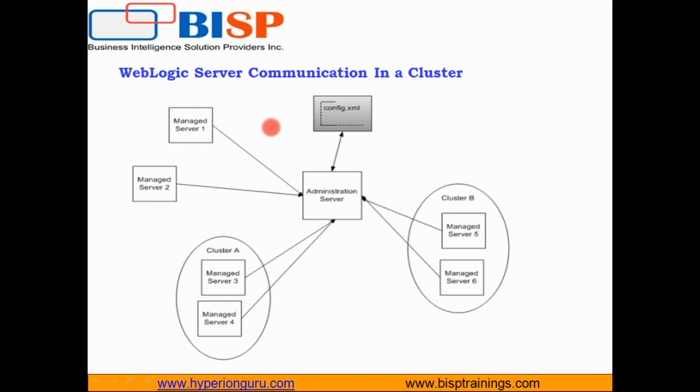So in your config.xml, when you have this configuration, this information will be kept as non-clustered. Managed server 1 will be kept as non-clustered. Managed server 2 will be kept as non-clustered. Cluster A will have information about managed server 3 and managed server 4, and cluster B will have information about managed server 5 and managed server 6. So probably we will not be able to create 2 clusters. Let's see if our environment supports it. Otherwise, we'll create at least 1 cluster and 1 non-cluster, and we'll see how this config.xml looks.